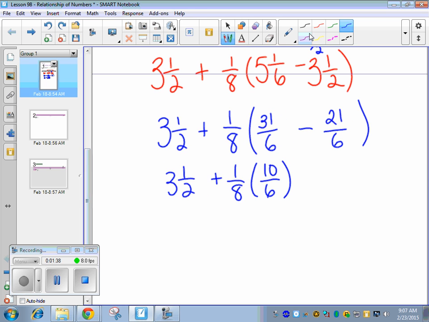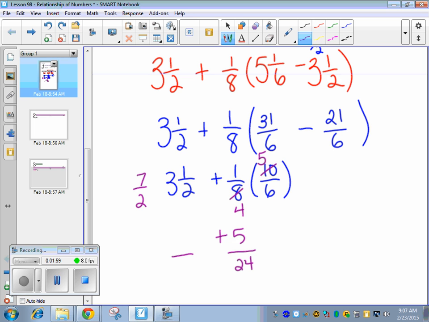And then I'm going to cross cancel here. So 10 and 8 are both divisible by 2, so that'd be 5 and 4. So I have 5 times 1 is 5, and 4 times 6 is 24. And now we want to add 3.5. Let's go ahead and make it improper, so it's 7/2.